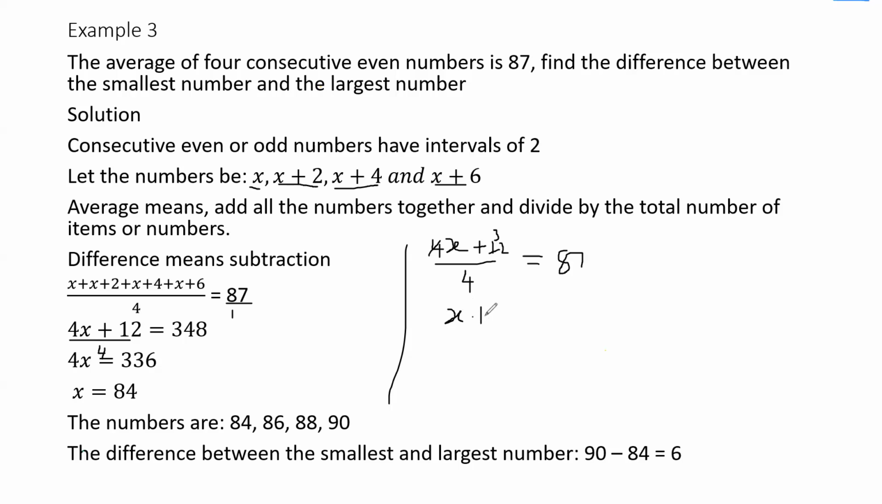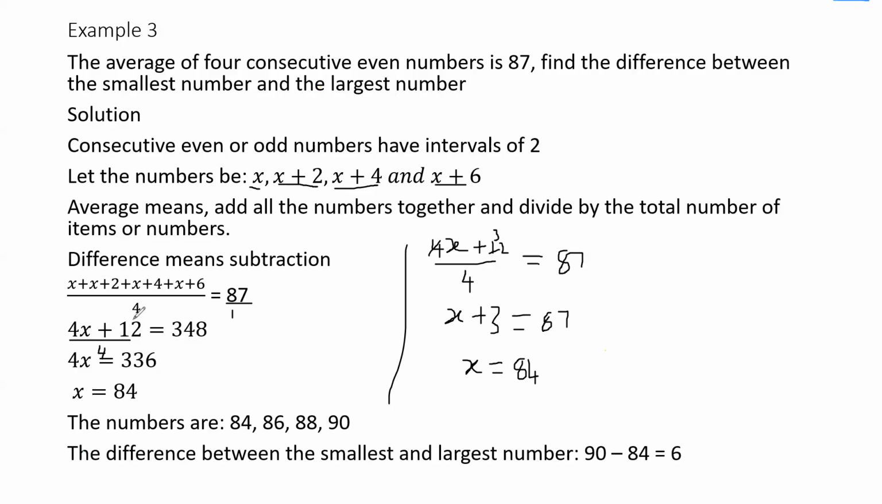Instead of cross multiplying, 4 can go into it. You can do it this way. This equals 87. So you can make x the subject by taking the 3 to this side. You get x equal to 87 minus 3, which is 84, which is an even number. Can you see that? Yes, sir.